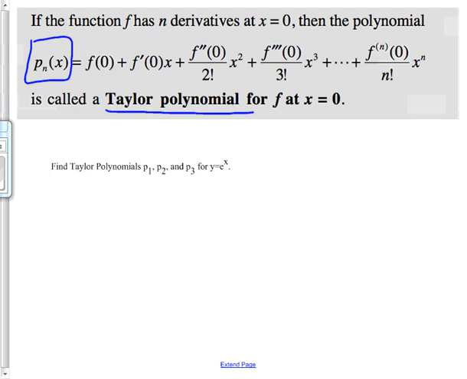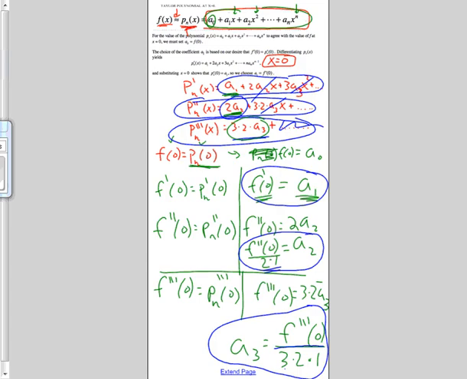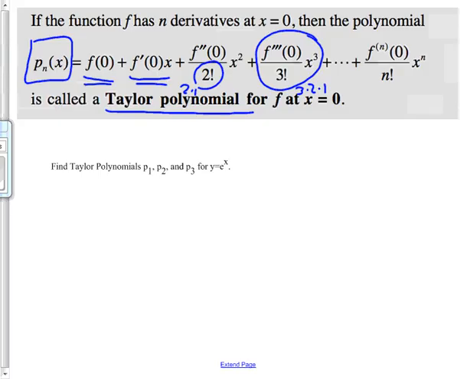P sub n of x, or a polynomial approximation of degree n, can be written as f of 0 plus f prime of 0 times x plus f double prime of 0 over 2 factorial, 2 factorial is just 2 times 1, times x squared, plus f triple prime evaluated at 0 over 3 factorial, which is 3 times 2 times 1, times x cubed. So this is what we were developing earlier, this 3 times 2 times 1 and 2 times 1. But if we kept going, we'd recognize that it always will follow this factorial process. So this is a way that we can generate a Taylor polynomial around x equals 0. And we'll do an example problem in the next video.